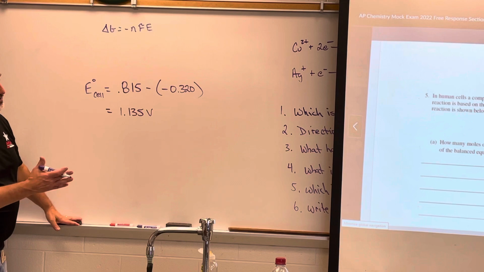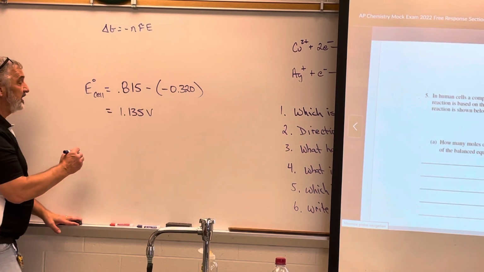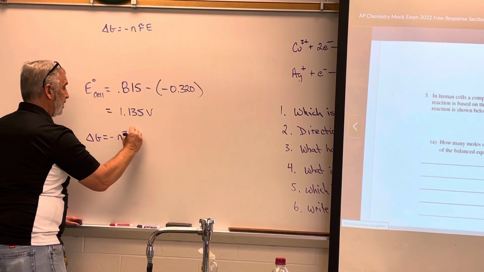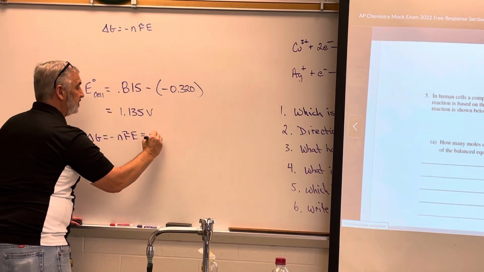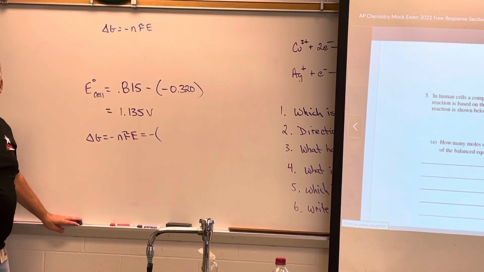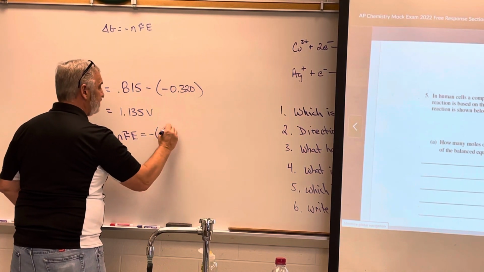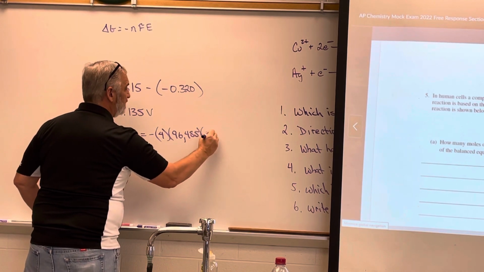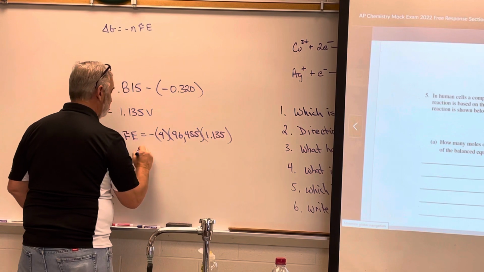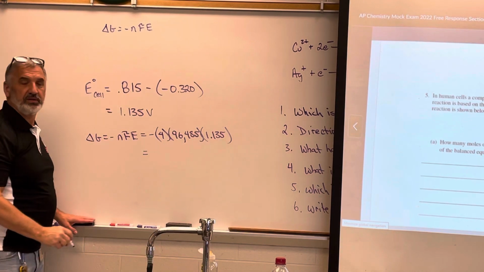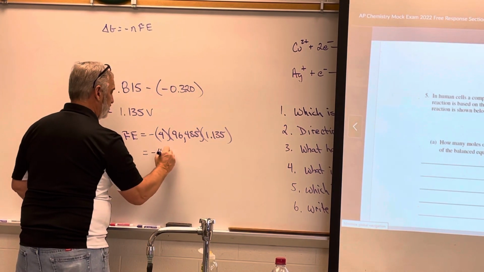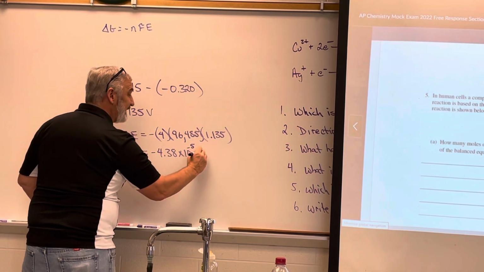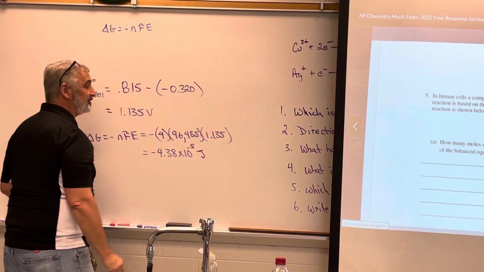So part C on this one was calculate delta G. So what do we plug in? What's n? 4. F is always 96,485. And my E cell is 1.135. Somebody give me an answer. Negative 4.38 times 10 to the 5? Yes, joules. And that's got to be joules. If you didn't put joules, you didn't get your point.